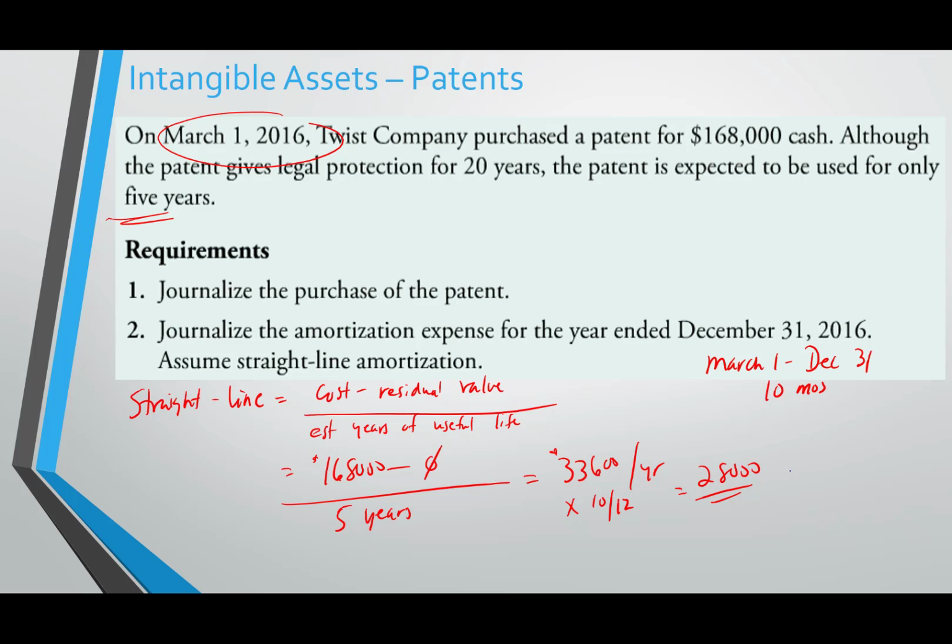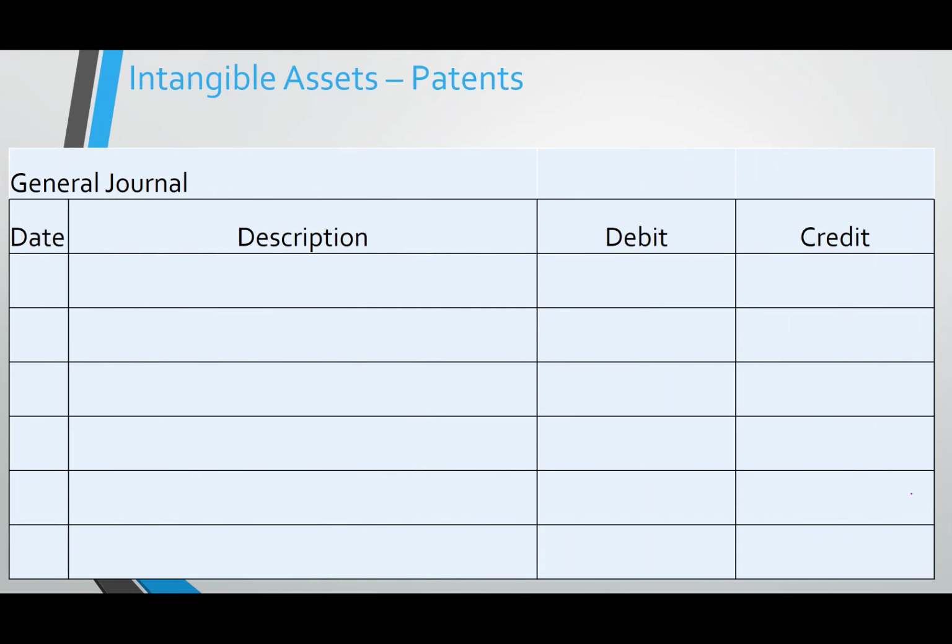All right, so now we can do our journal entries. Let's go ahead and do that on the next page here. On the date of purchase of the patent, which was March 1st, we would just debit patent like they told us to, the actual asset, $168,000, and we paid cash, so we just credit cash for that same amount. So that's all you do for that.